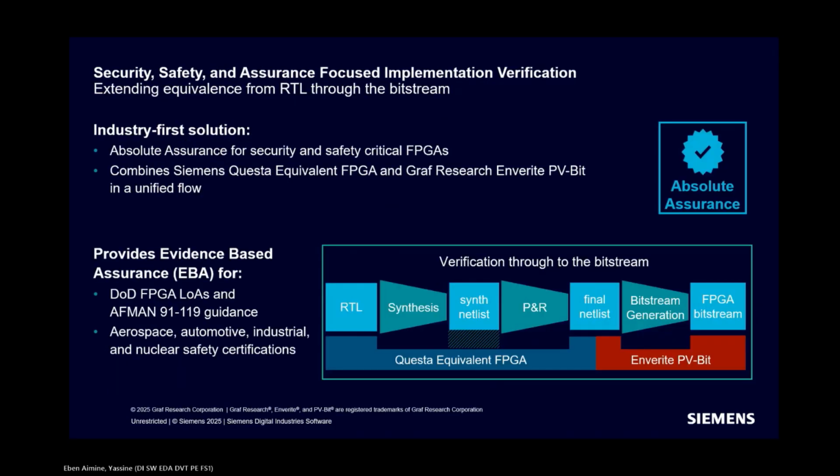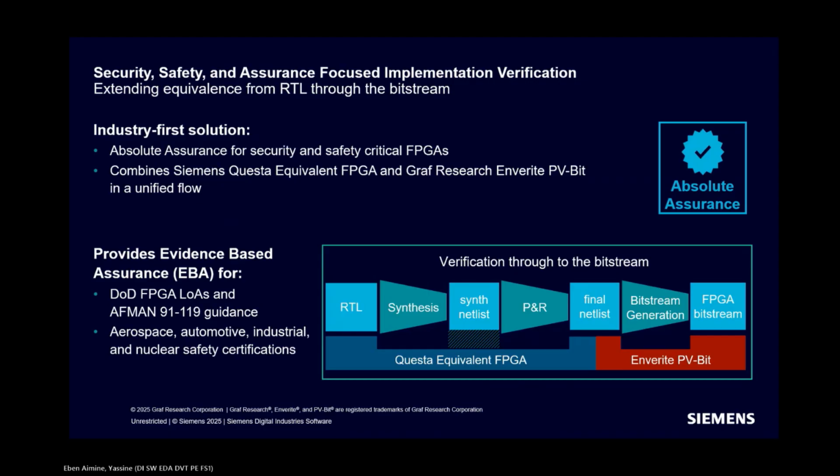And so this is the EDA solution that we provide. This verification all the way through to the bitstream gives you absolute assurance. And we actually do it in partnership with Graph Research, who provide this product. But let me start at the beginning of the verification flow. You've got your RTL, and you go through synthesis, and I'll talk about how we support Vendor A and several other device vendors. You get a netlist, and then you do place and route, and then from there you get a final netlist, and you go through to the bitstream. The bit that we provide is here.